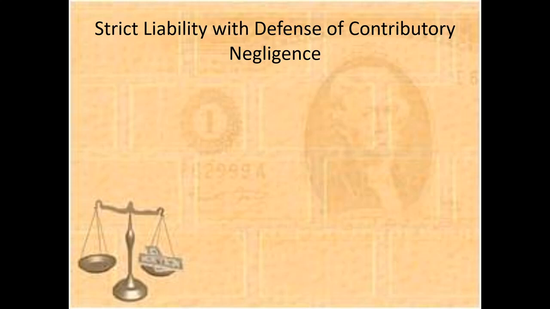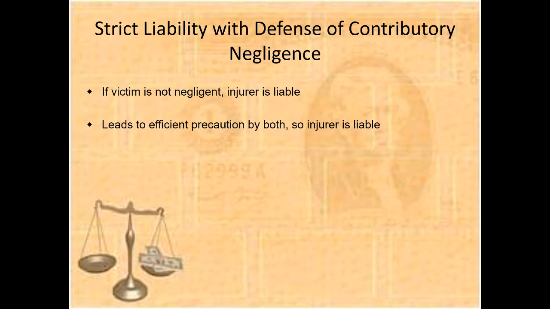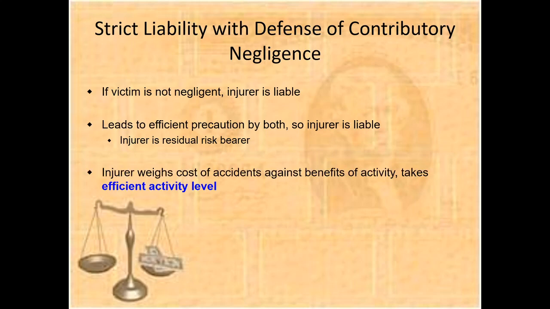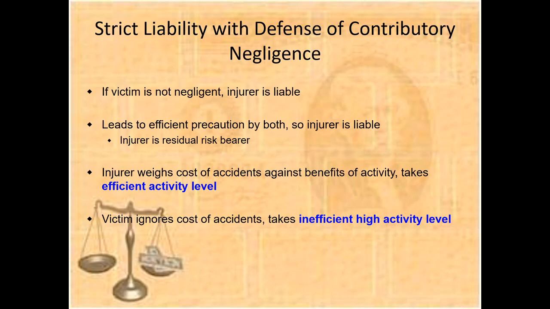So in the case of strict liability with the defense of contributory negligence, if the victim is not negligent, the injurer is liable. That means if I took some care, non-negligent, then the injurer is actually strictly liable. So this leads to efficient precaution from both. The injurer is the residual risk bearer, therefore the injurer weighs the cost of accident against the benefit of activity and takes an efficient activity level. The victim ignores the cost of accidents and takes an inefficient, high level of activity.